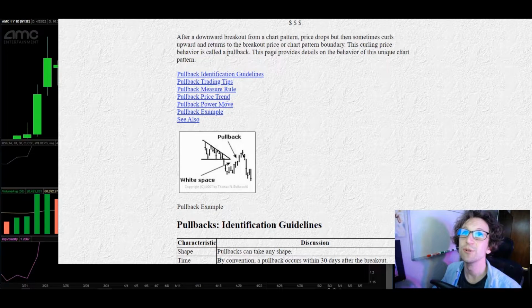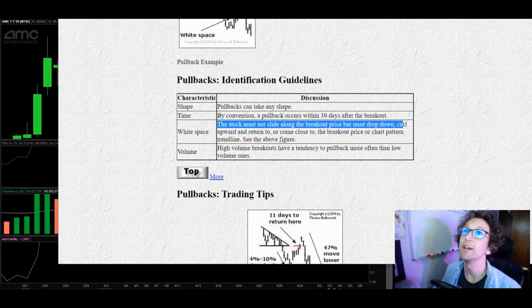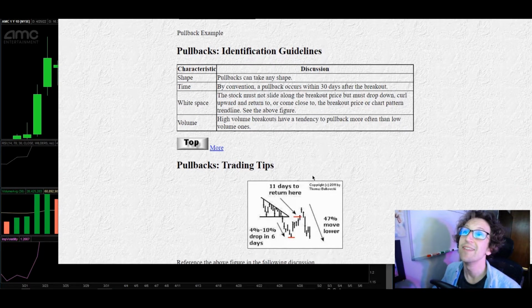So here's a pullback, an example he gives. Pullbacks can take any shape. By convention, they occur within 30 days of the breakout. And the stock must not slide along the breakout price, but must drop down, curl upward, and return to or come close to the breakout price or chart pattern trend line. And that's basically what we have.